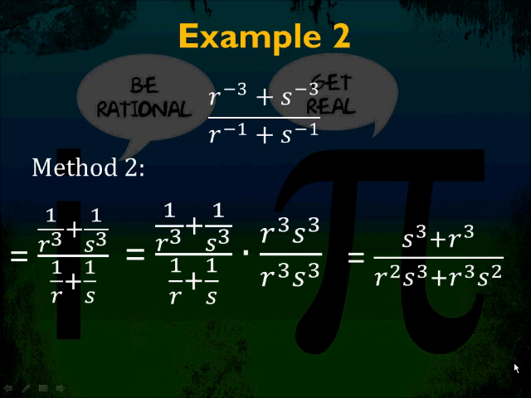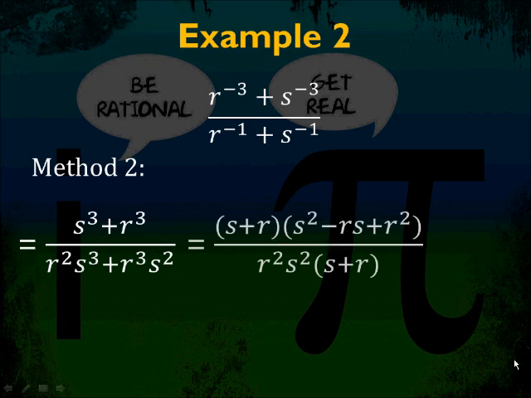Now you're going to have to factor again. The top is a sum of cubes, so you can factor that as s plus r times s squared minus rs plus r squared. And the bottom, you can factor out an r squared s squared to get an s plus r. Well, that's convenient. Those two cancel out again, and you're left with the same answer we got in method 1.